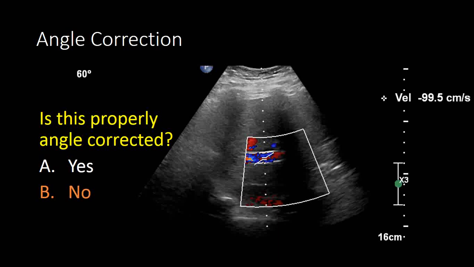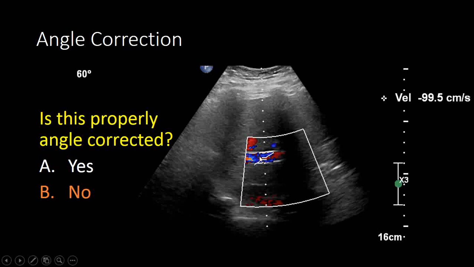Again, this is not properly angle corrected, and there are a number of problems with this particular image. First of all, we can see that our tip stent is oriented almost perpendicular to our angle of insonation. And we talked about the cosine of 90 being 0, and if we divide our velocity by 0, then we do not get a real number, and therefore we cannot measure velocities when we're perpendicular to movement. Okay? So we need a different angle of inclination here.